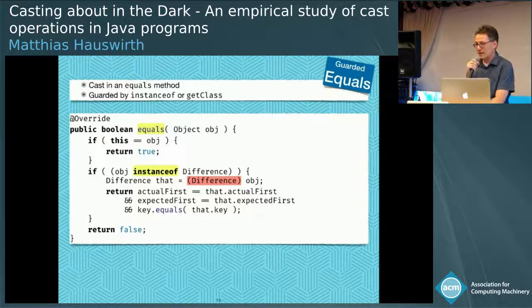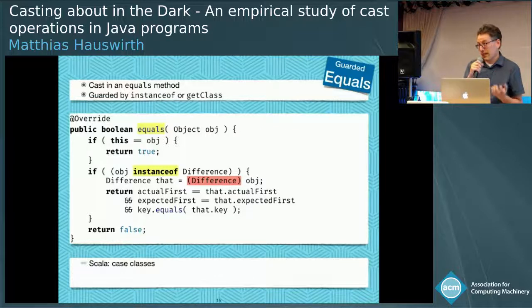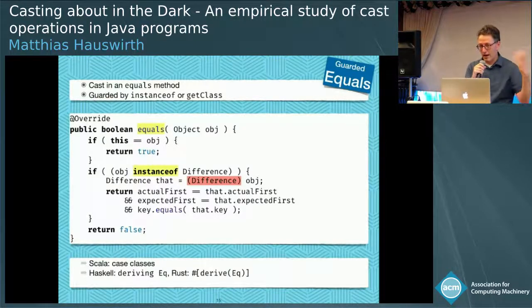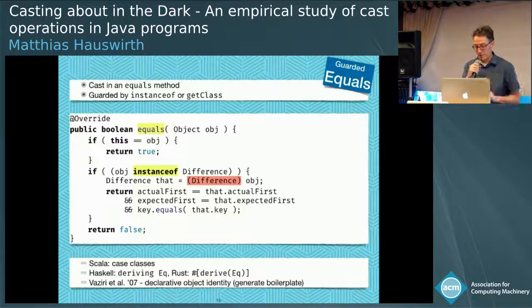Now, this is something that is ugly, kind of, and you would like to avoid it. If you do Java, you use Scala, and you use case classes. You don't need to write those kind of comparisons. If you use Haskell or Rust, you have constructs that allow you to get rid of those things. And even for Java, you could use approaches that generate the boilerplate that we put here. So the cost is, in many cases, not really necessary to put there.